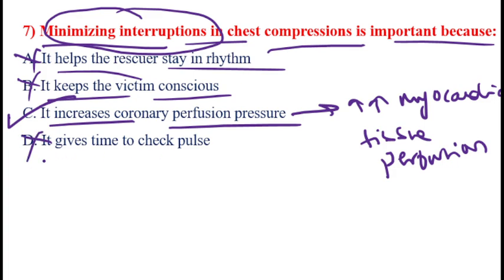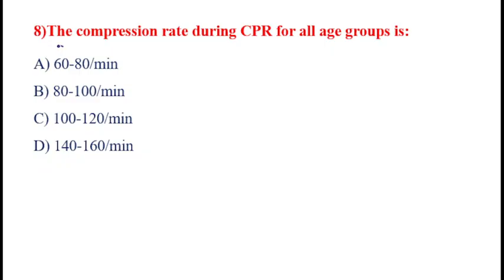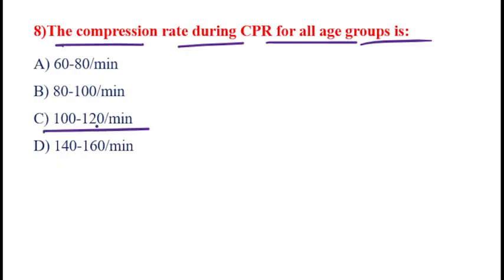Okay. Next question, question number 8. The compression rate during CPR for all age groups is what? When you do chest compression for an adult, what is the compression rate? Whether it is neonatal resuscitation or adult chest compression, the rate should be 100 to 120 per minute. This is the rate of chest compression.